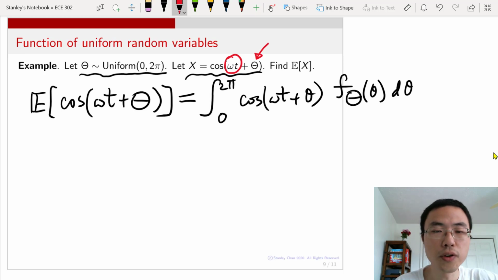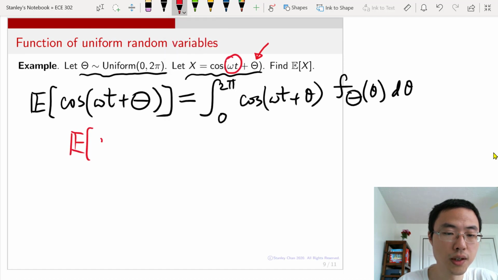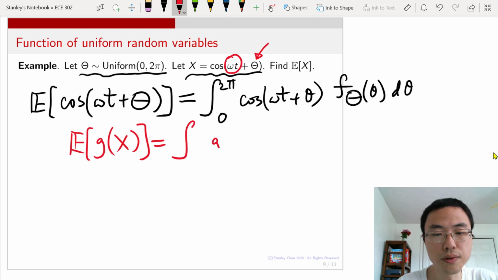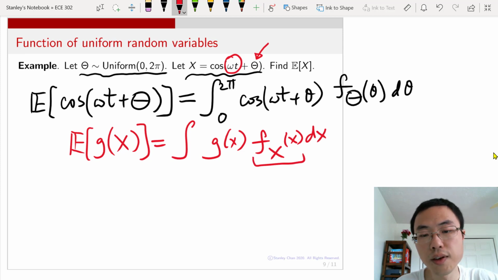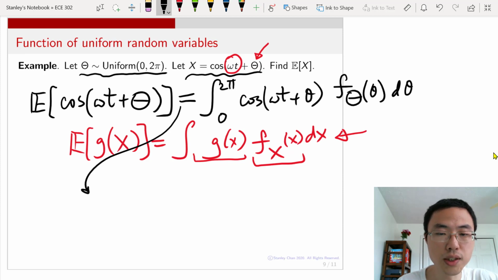Now, if you forget about this equation, let me just remind you, if you have the expectation of g of x, this is the same as the integration of g(x), and then you have f_X(x) dx. This is the PDF, and this is whatever function that you want to put in order to calculate your expectation. All right, so that is the general principle. So let's carry on this integration.